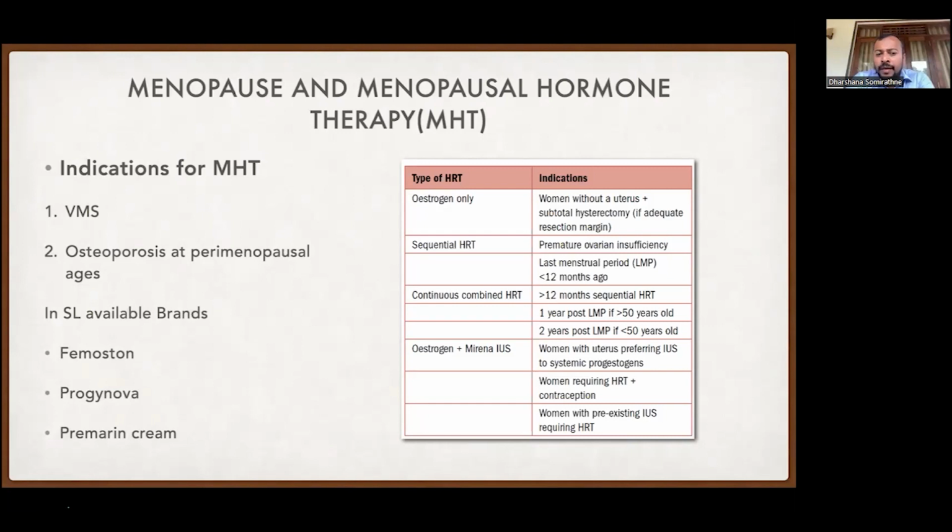You can start hormone replacement therapy, but you should read more about the indications and the contraindications. Unfortunately, in Sri Lanka we don't have many good preparations for hormone replacement therapy. In foreign countries, we have some transdermal patches, sometimes rings, so many ways we can address this postmenopausal issue.